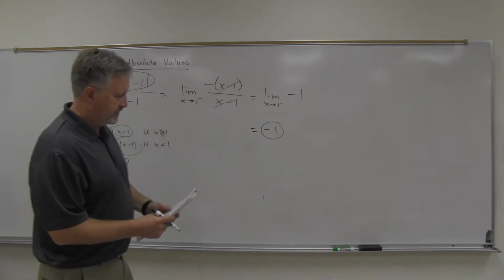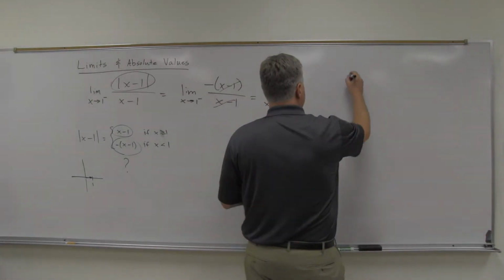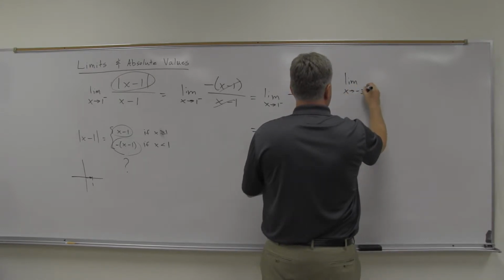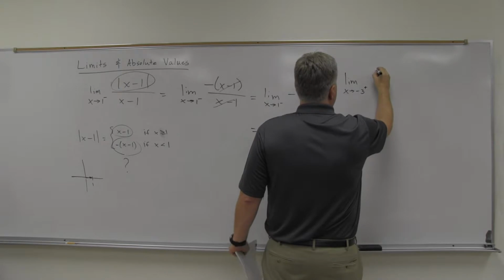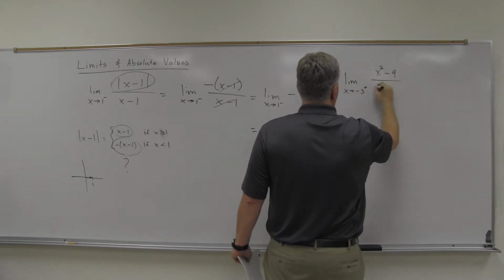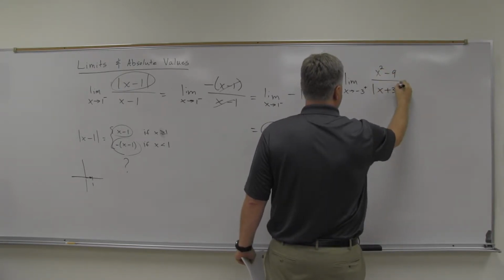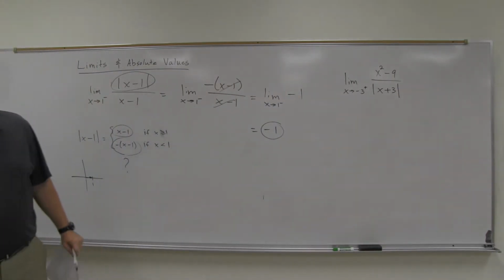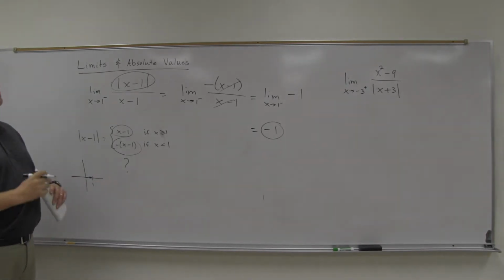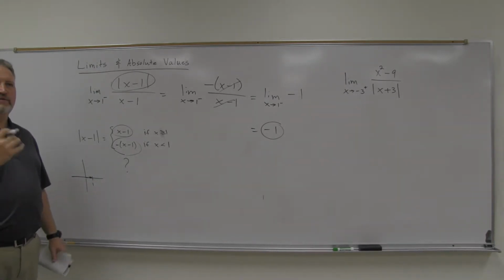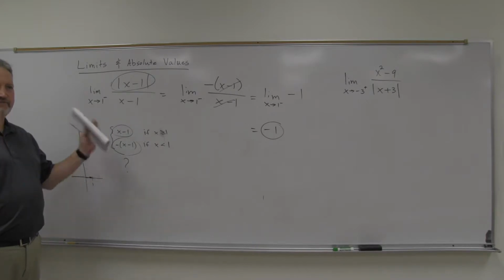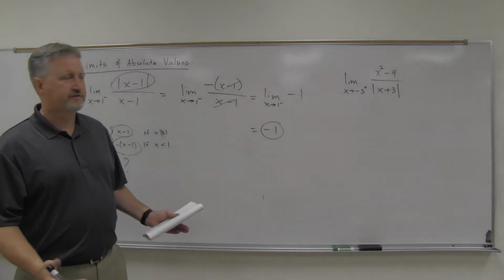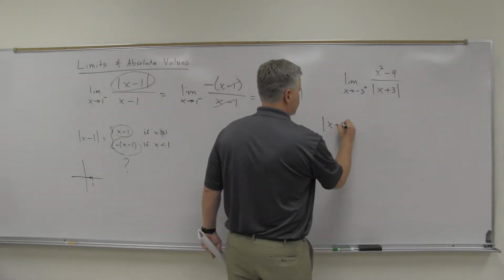Okay, what about the limit as x approaches negative 3 from the right of x squared minus 9 over the absolute value of x plus 3? Well, the decision is, do I want to make the absolute value of x plus 3 be just x plus 3, or is it minus of x plus 3? That's our decision here.